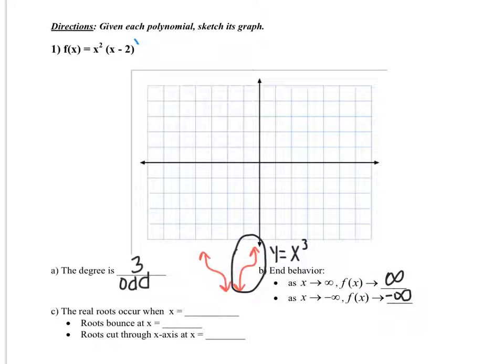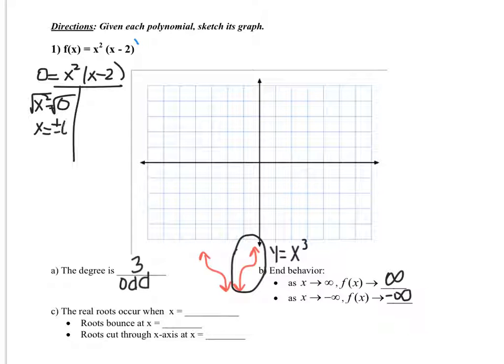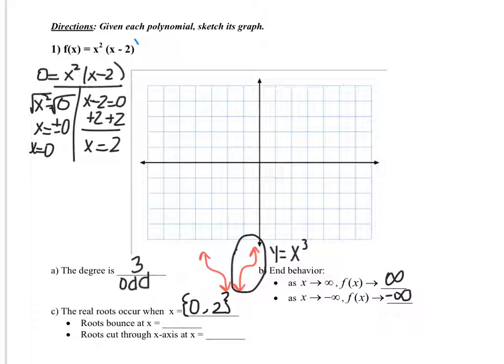So remember, when we are in factored form, we can set y equal to 0 and find the roots. So let's do a t-chart. We'll get x squared equals 0. Take the square root of both sides. x equals plus or minus 0, which is really just 0. And then x minus 2 equals 0. So add 2, so my root is at 2. So real roots occur when x equals 0 and when x equals 2. So you can make a little set bracket for both of those.